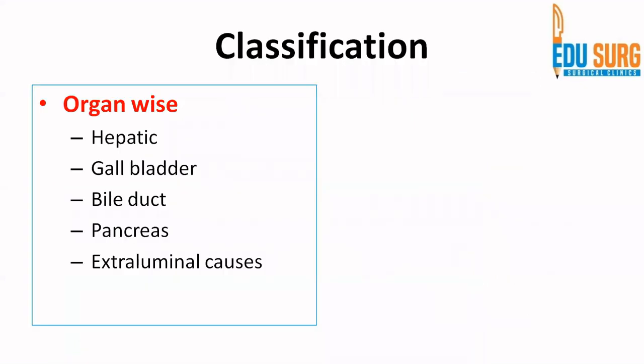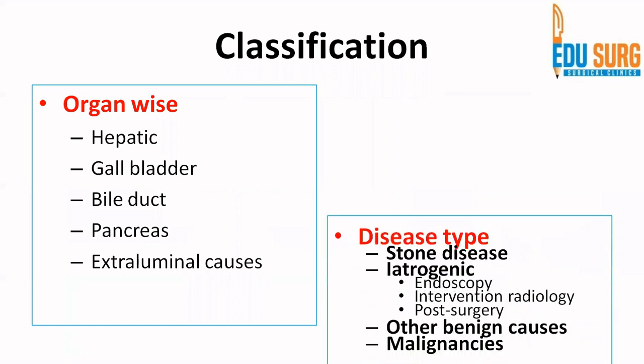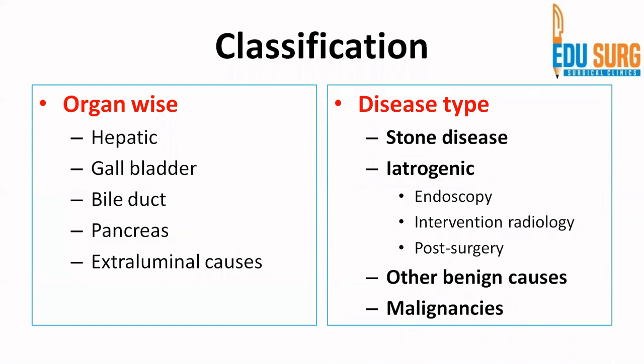Now going to classification, there is a very practical way of classification which is organ-wise, that is hepatic jaundice, then jaundice due to problems in the gallbladder and bile duct, pancreas, and extraluminal causes like lymph nodes. Again, if we go to disease-wise classification, it can be stone disease, it can be iatrogenic, like endoscopic interventions or post-surgery interventions. There are other benign causes like cholangitis, pancreatitis, chronic pancreatitis, and there are malignant causes.